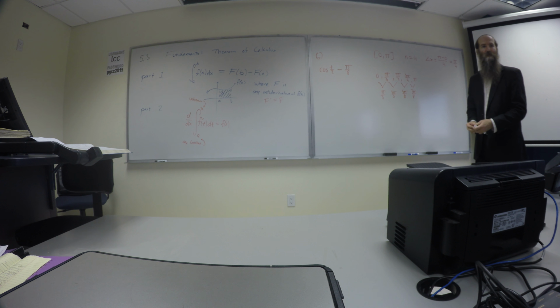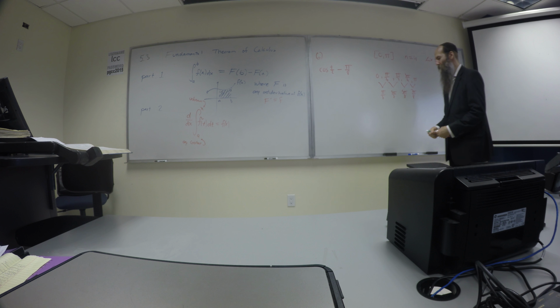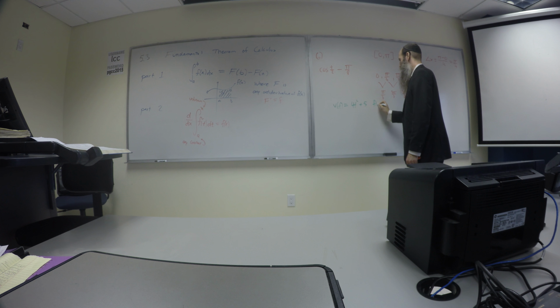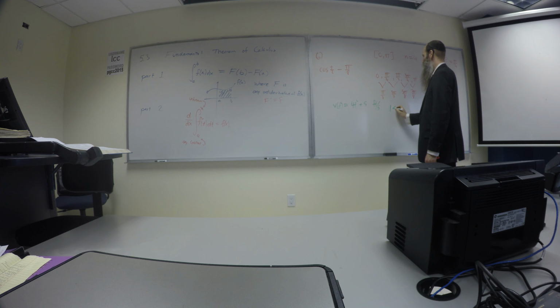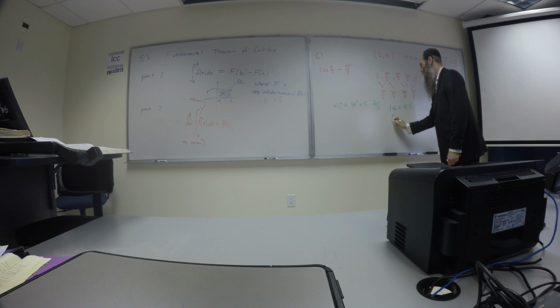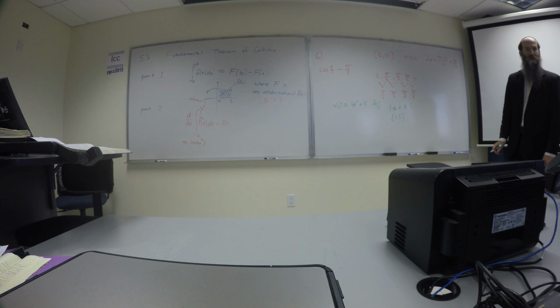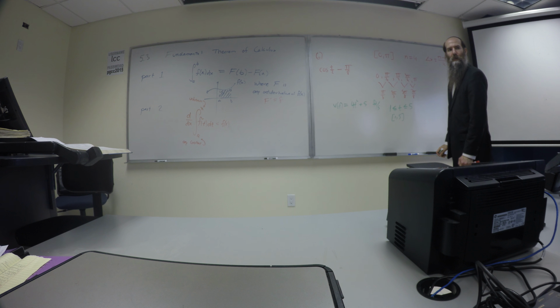Okay. So the velocity of an object moving along a line is given by v equals 4t squared plus 5 feet per second, on the interval 1 less than or equal to t less than or equal to 5. It says divide the interval [1, 5] into subintervals. How many? So 1 to 2, 2 to 3, 3 to 4, and 4 to 5.